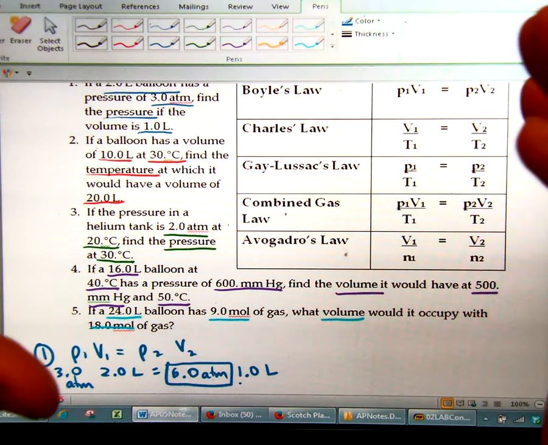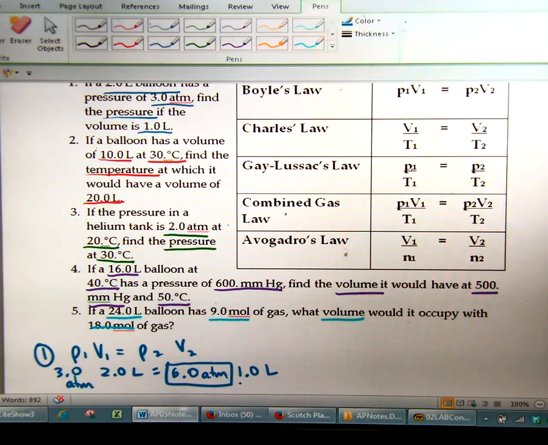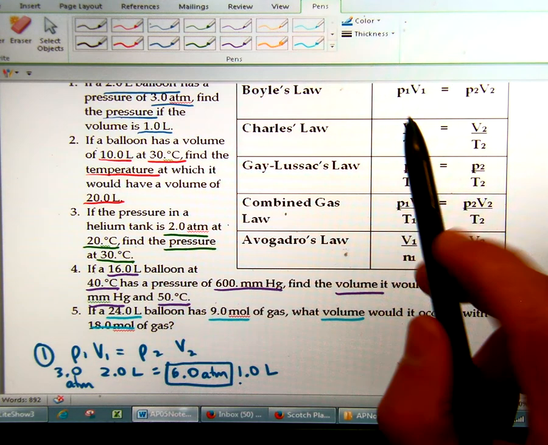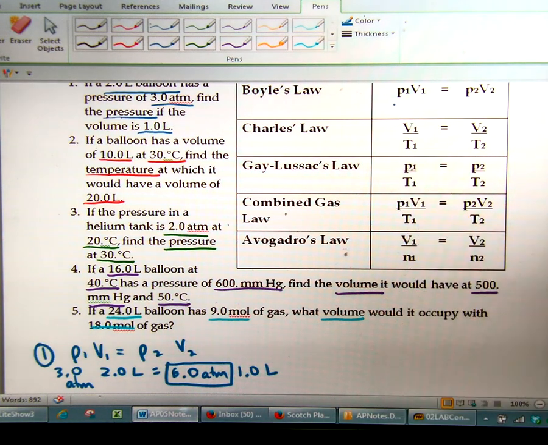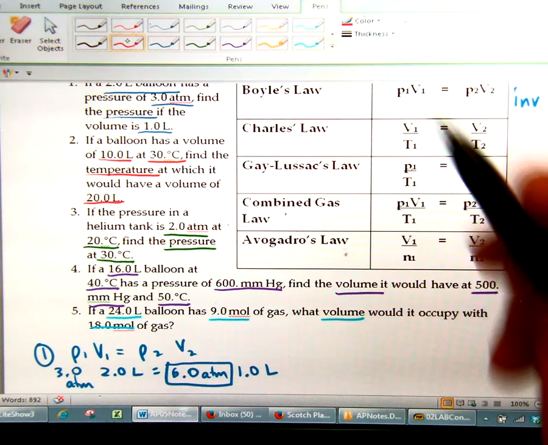So if you make the balloon get smaller, the pressure is going to go up. That's called an inverse relationship. So pressure and volume up here are inversely related. This is inverse because when one goes up, the other goes down. Now let's take a look at number 2.